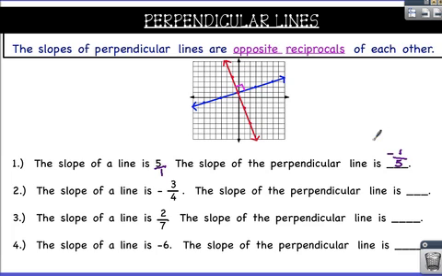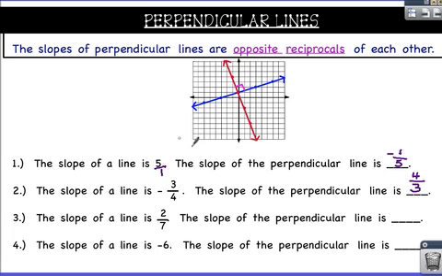Number 2. The slope of a line is negative 3/4. The slope of the perpendicular line would be positive 4/3. We do leave this as an improper fraction since slope should be written as rise over run.